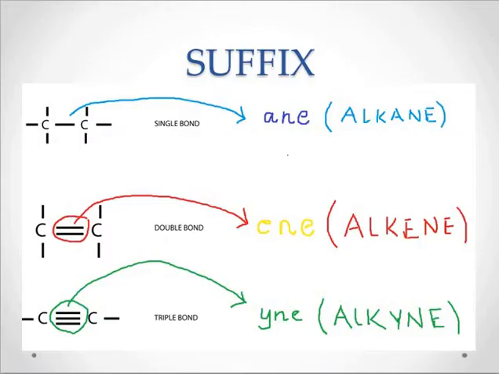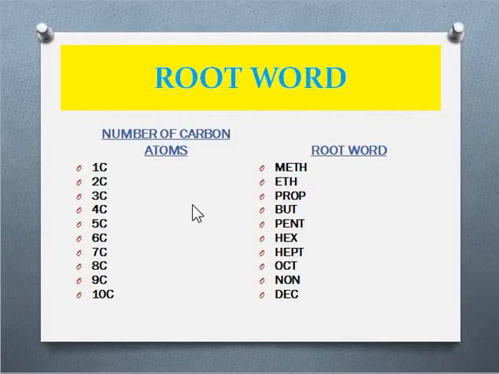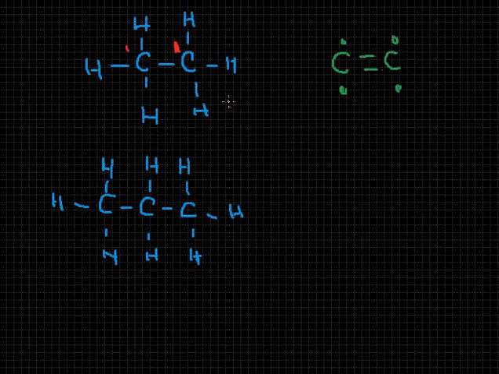So what is the root word for them? 2 carbons are there, so we are going to use the term eth. 2 carbons means eth. So that's what we are going to write here. I'm doing it for the first one. So the first root word is eth. E-T-H, eth. What is the reason? The reason is it has 2 carbons.